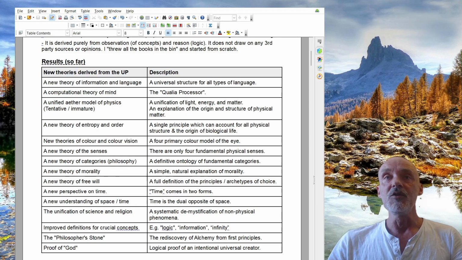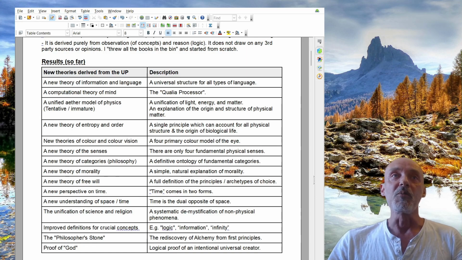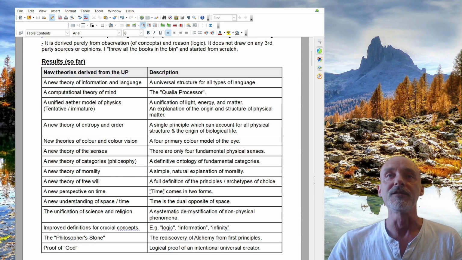I actually believe that the UP is the original Philosopher's Stone. So this is the real one. It's not, as is popularly imagined, some kind of substance that you add to a vat of boiling lead to turn it into gold. It's not that at all.